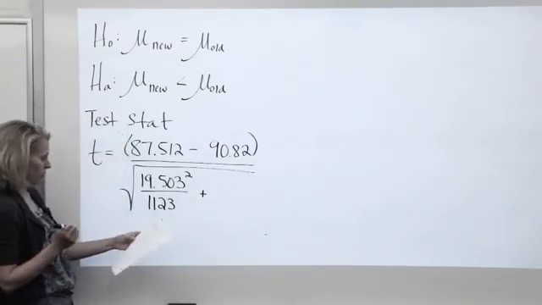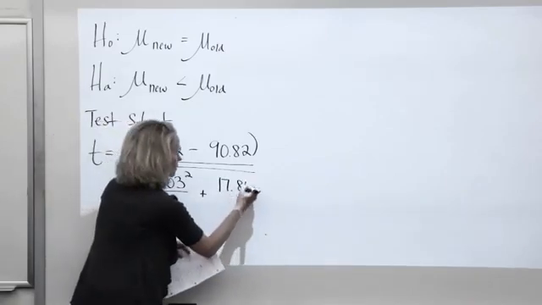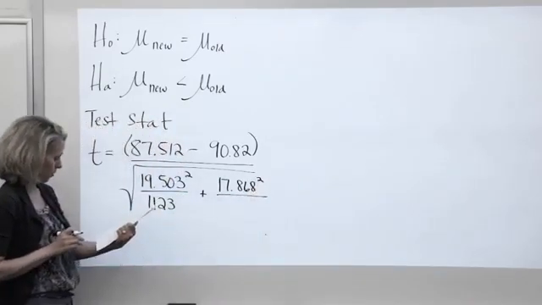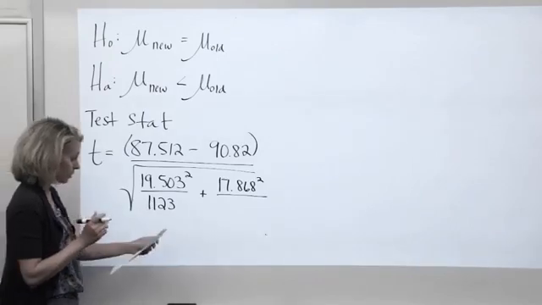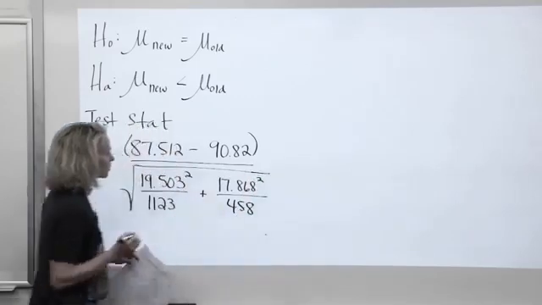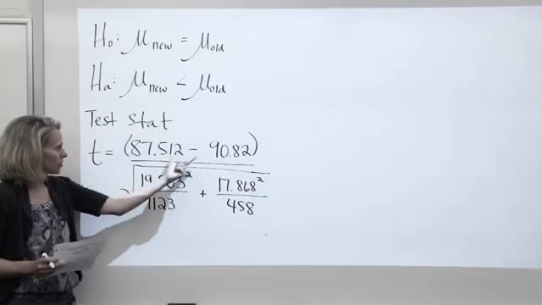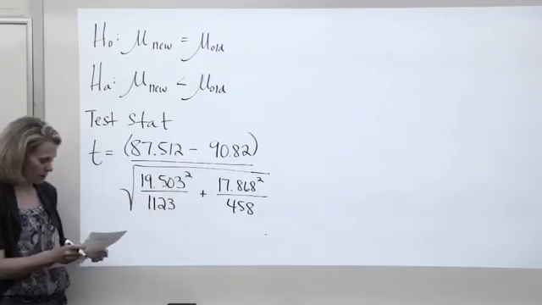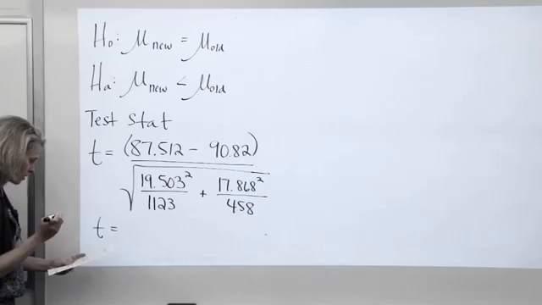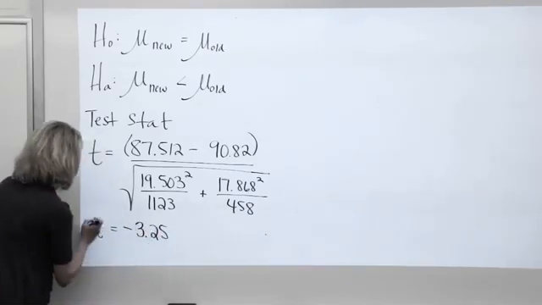And then from the old book, our standard deviation was 17.868. Again, that gets squared. And from the old book, we had a sample of 458 students' homework scores. Make sure you can type that in your calculator. Take this entire difference divided by the square root, and we ought to get a test statistic value of negative 3.25.